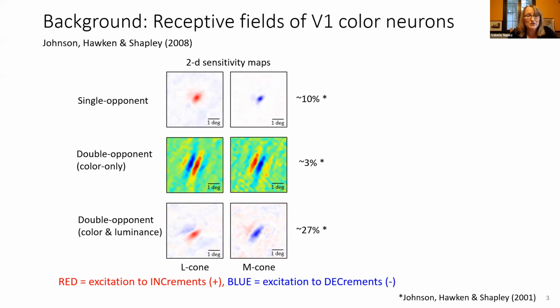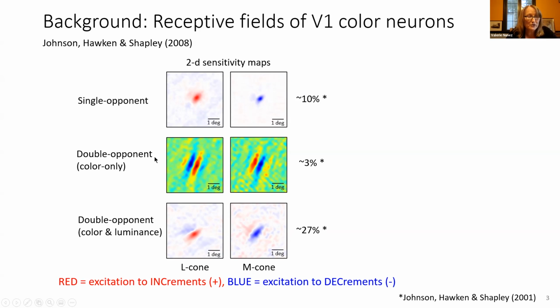Let's look at some color responding neurons in the primary visual cortex. These 2D sensitivity maps of neurons in the macaque V1 are from the paper by Johnson, Hawken, and Shapley. First, I want to draw your attention to the color coding. Red represents excitation to increments, and blue is excitation to decrements. If we start with the single opponent neuron, it's excited by increases in L-cone contrast and decreases in M-cone contrast. This neuron is cone opponent.